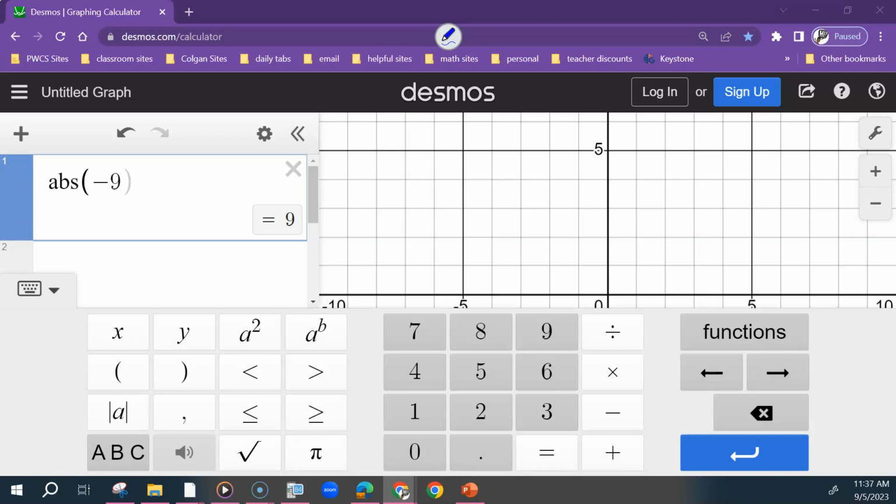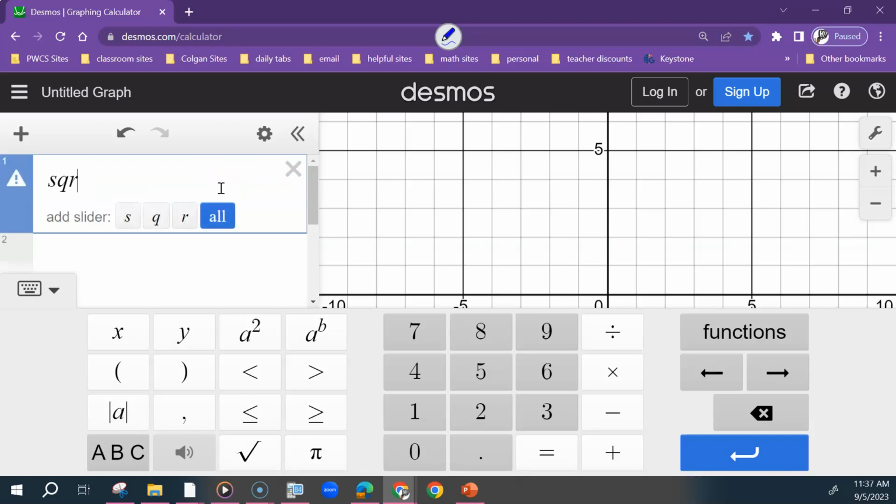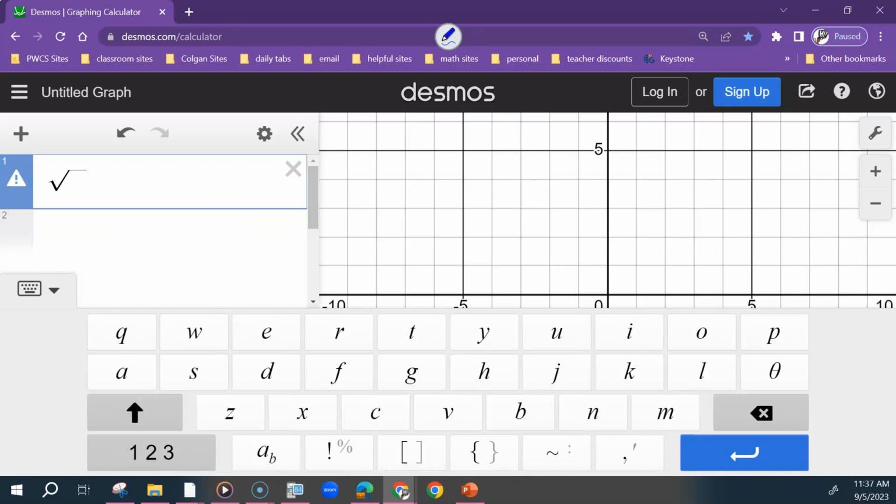The square root is right here. There's a button for it. But if you are typing on your computer, you can type in the letters SQRT. You can do that from these ABC letters as well, and it will transform itself to a square root. Cube root is the same. You can type in the letters CBRT, and it will transform itself to a cube root.